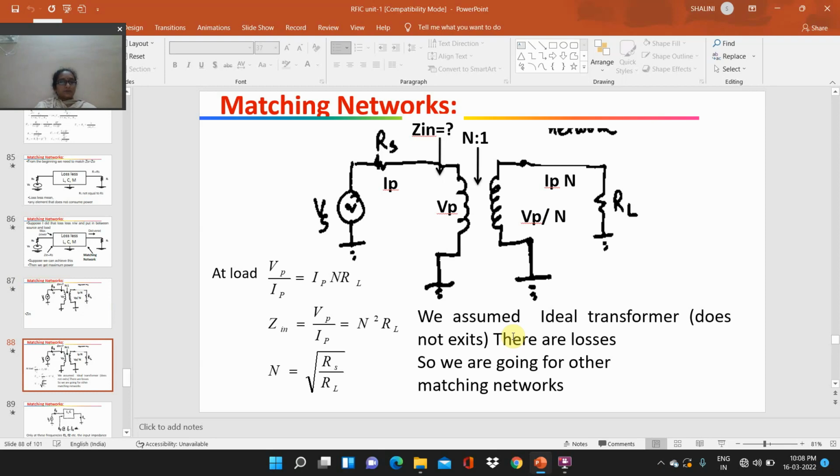So at the load side, what do we have to do? Generally we know V by I is equal to R, that is RL. Here V is Vp by N, and I is Ip times N. So Zin is equal to Vp by Ip, and Vp by Ip is equal to N square into RL.